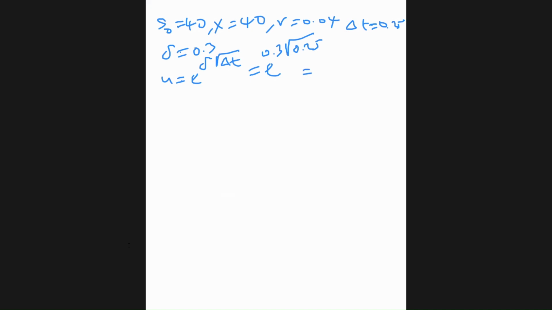Someone with a good calculator, please give us the value of U: exponential of 0.3 times the root of 0.25.